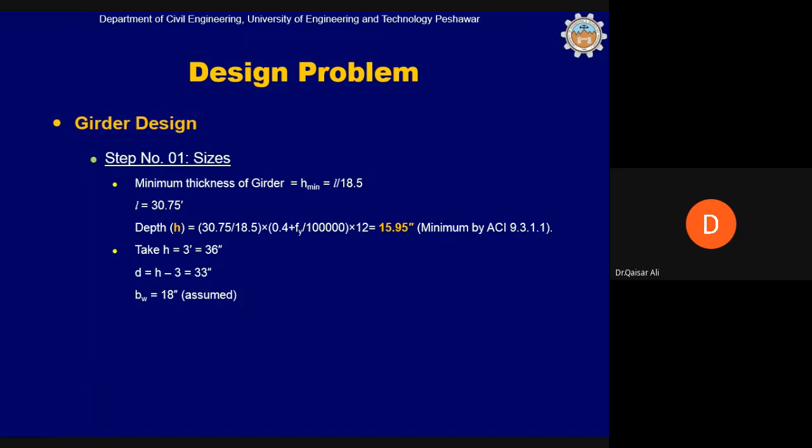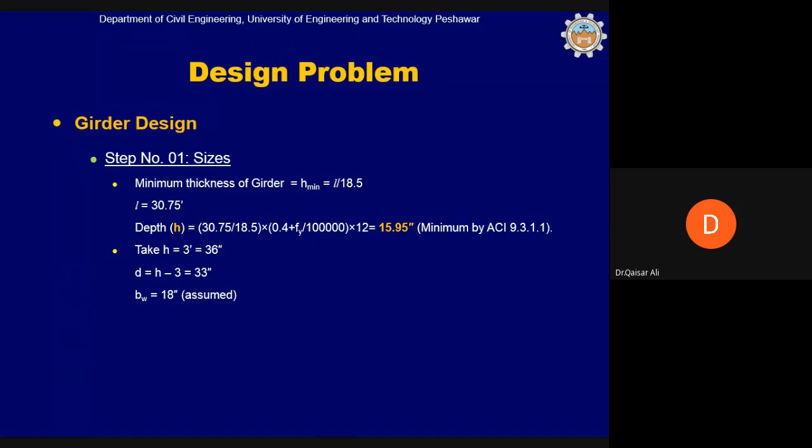So regardless of the load coming on a girder, if there are two identical beams, one subjected to a weight of 50 kip per foot, and the other subjected to a weight of just 1 kip per foot, the depth according to the ACI code equation will remain the same. So this is one of the disadvantages of the ACI code equation.